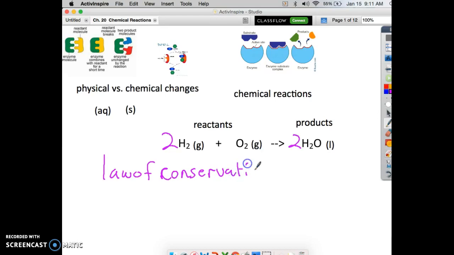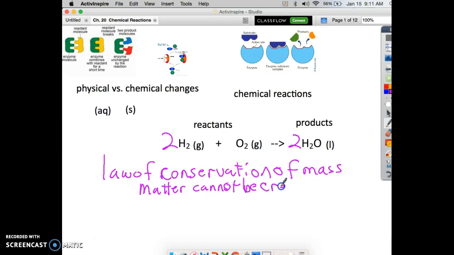Or you may just hear someone talk about the conservation of mass. In other words, matter cannot be created or destroyed. The amount of matter before the reaction and the amount of mass or matter afterwards can't be different. You have to have the same amount afterwards that you began with.